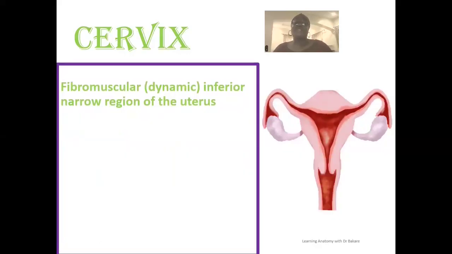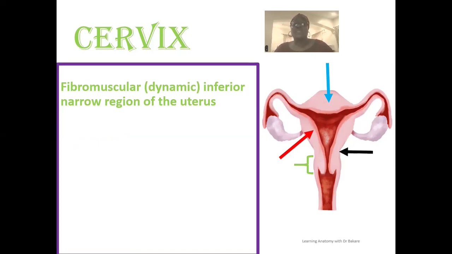The cervix is a fibromuscular organ that is seen at the inferior region of the uterus. It is a dynamic organ in terms of its histological configuration. Using this image by the side, this is where we have the cervix carved out in green. We say that it is the inferior region of the uterus. And this upper region of the uterus that is arrowed in blue is the fundus. If you go more inferiorly, that is arrowed in red, we have the body of the uterus.